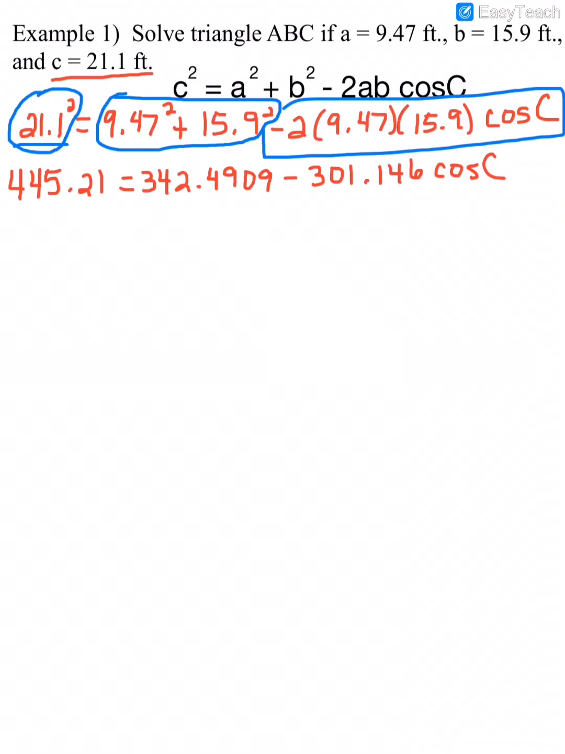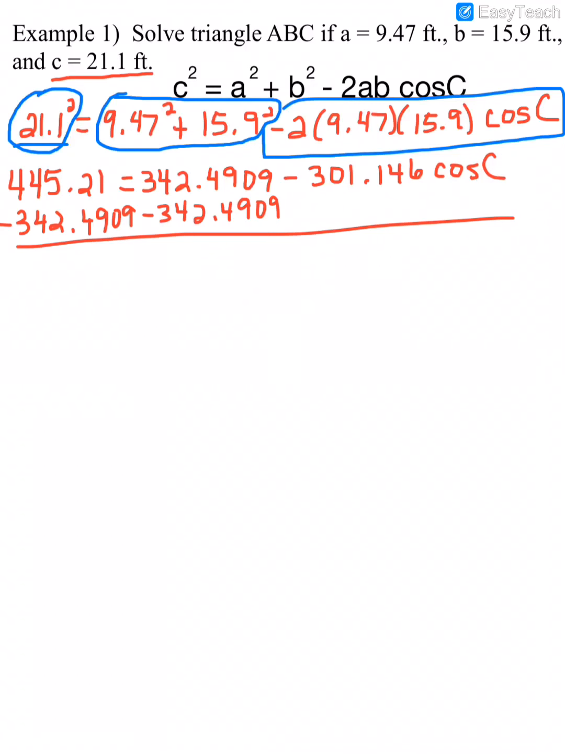These two terms are not like terms because that last term has the cosine of C connected to it. So I need to get my like terms together and move this over to the other side of the equation. I'm subtracting 342.4909 from both sides of the equation, and that gives me 102.7191 equals negative 301.146 cosine of C.